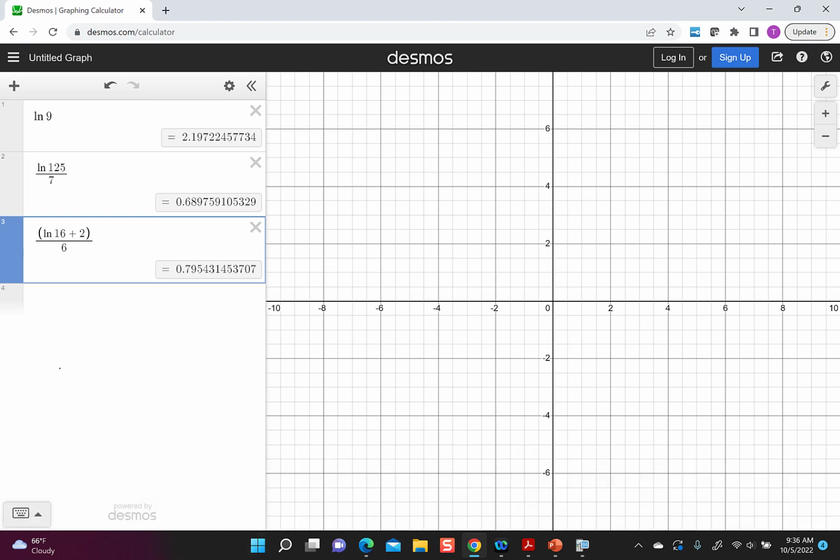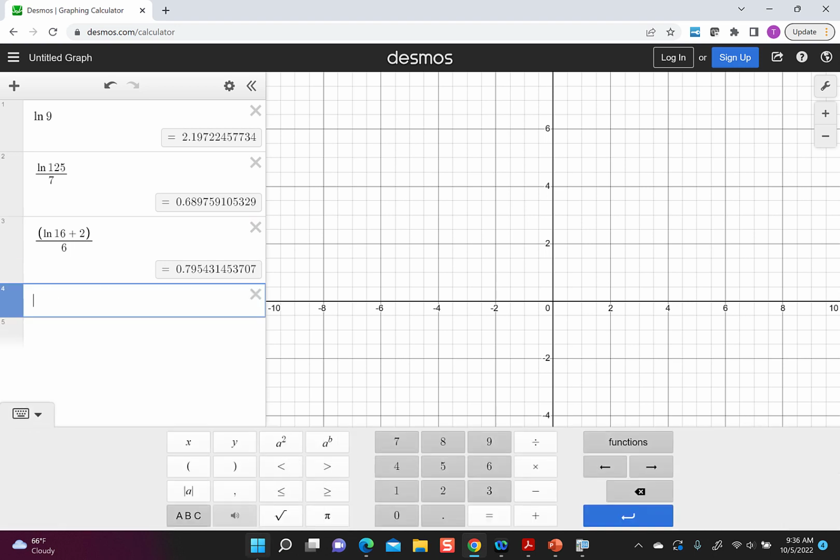If I tried to just type the natural log of 16 plus 2 and then hit divide by 6, see how it only did the 2? So you have to put those parentheses to establish the 16 and the 2 are connected in the numerator. Let's get rid of that.